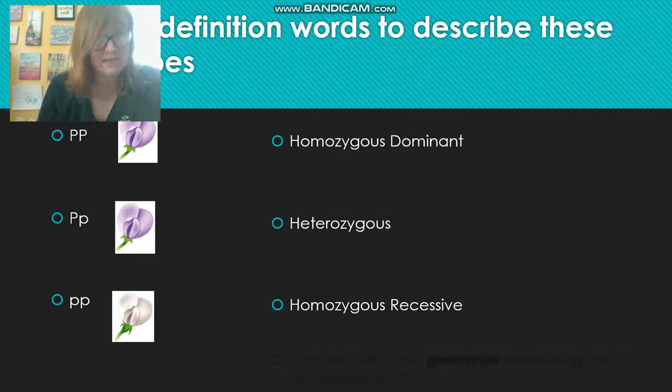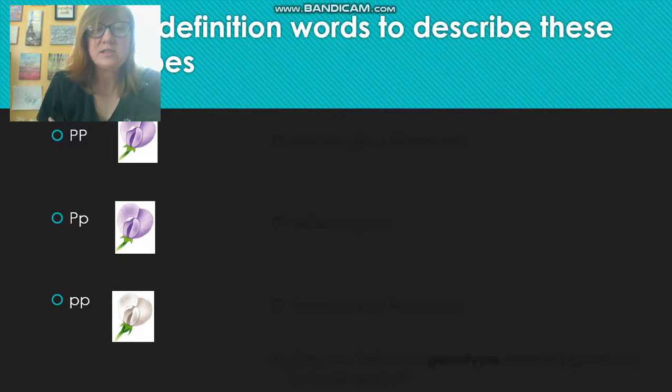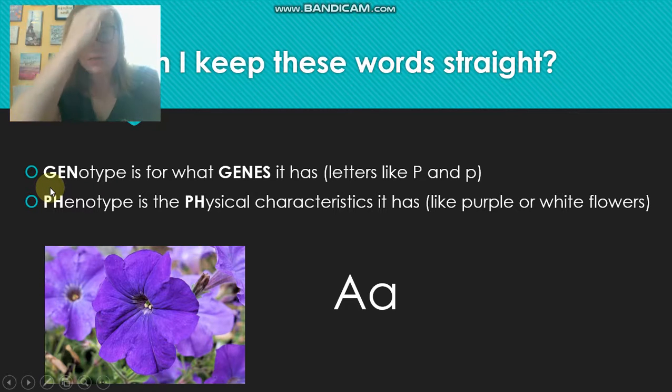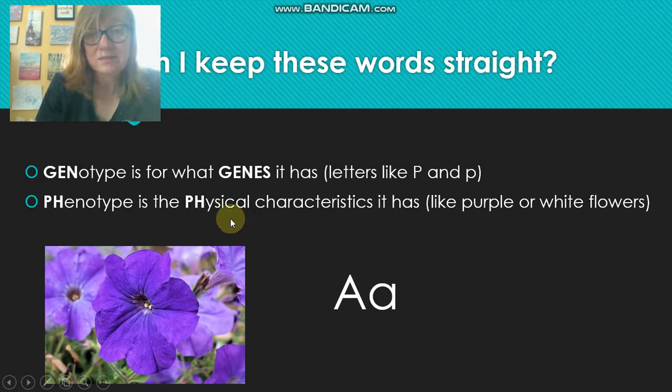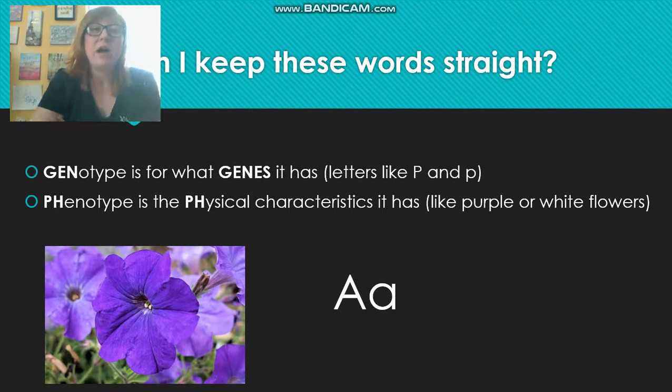We're not going to talk about that today, but each letter we shouldn't call it letter, we should call it allele. So that's what I'm going to try to do from now on, is refer to each individual letter as an allele. So let's just go back really fast just so you can see this one more time. Genotype, what genes it has, the alleles like big P and little p. And phenotype is the physical characteristics like purple or white flowers, brown hair, brown eyes, etc. Okay, so I hope that helps you understand how to fill in a Punnett square and what those words mean. All right, I'll see you soon.